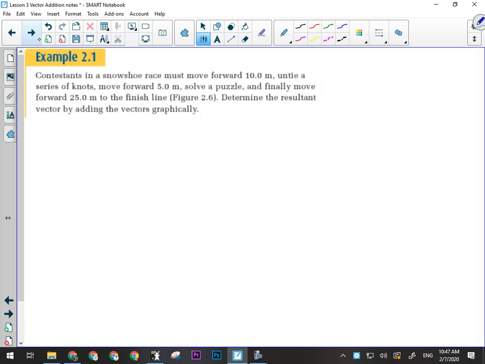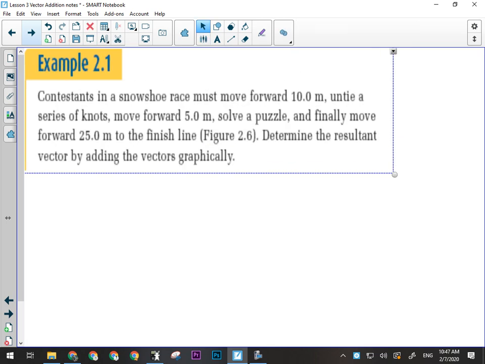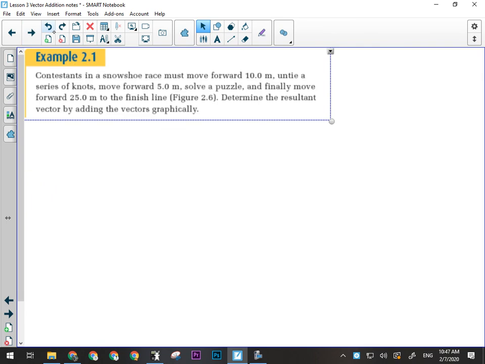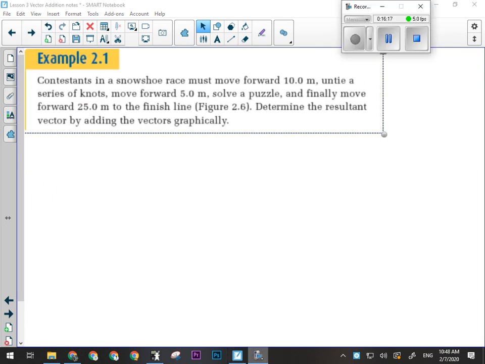Now, let's have you guys try this one. It's really easy because these are collinear vectors. I'll give you a minute on that one and then we'll walk through it. So this one's pretty straightforward. It's like the most boring town in the world though, with this snowshoe race.